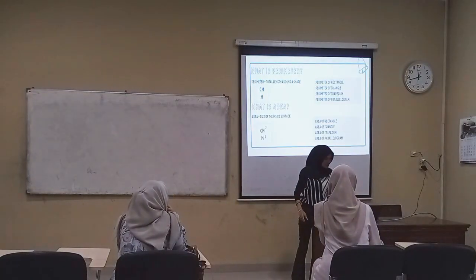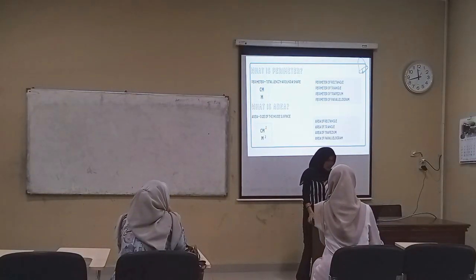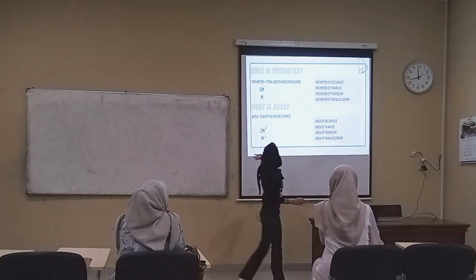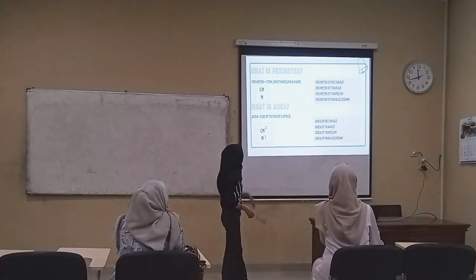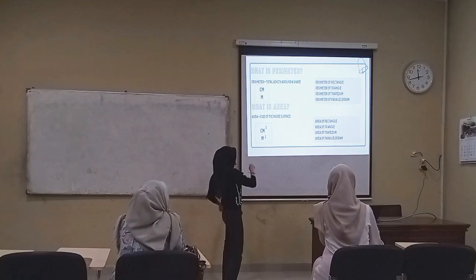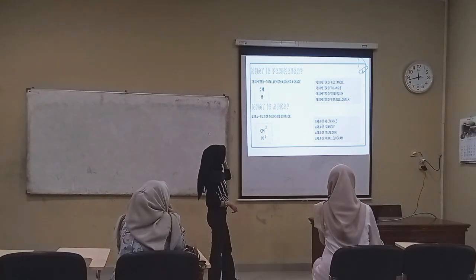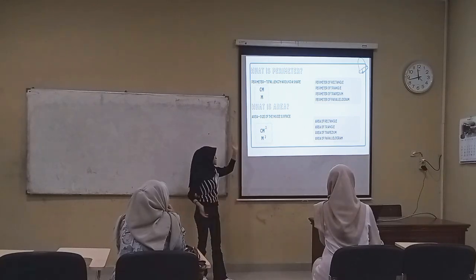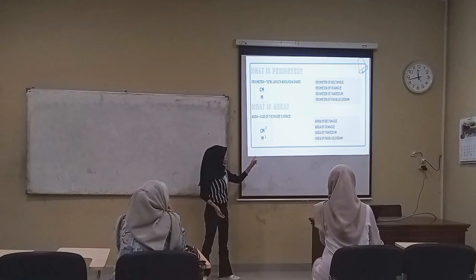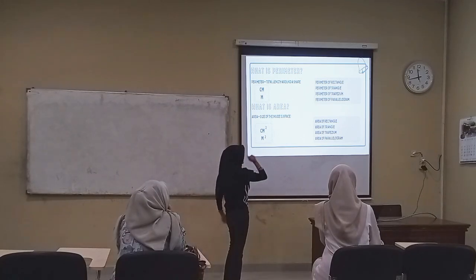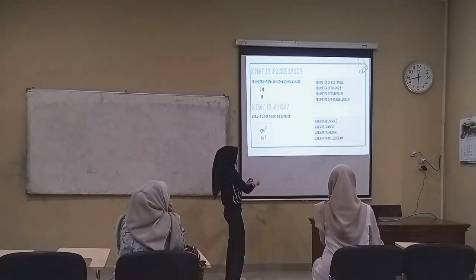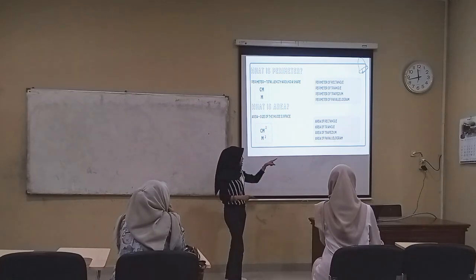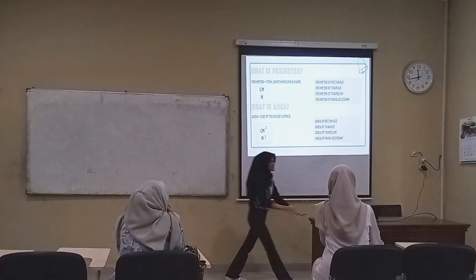Next, what is a perimeter? Perimeter is the total length around a shape. The unit of perimeter is centimeter and meter. And the area is the size of the inside surface. The unit of area is centimeter square and meter square. Today we're gonna learn about the perimeter and area of rectangle, triangle, trapezium, and parallelogram.